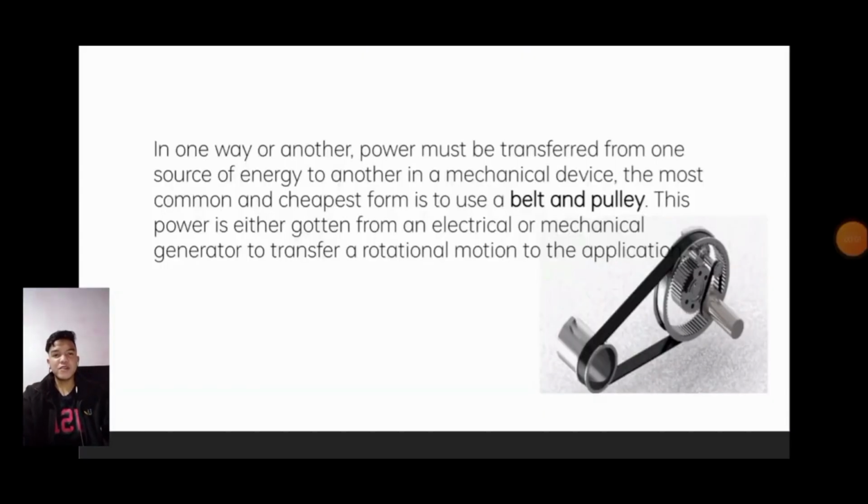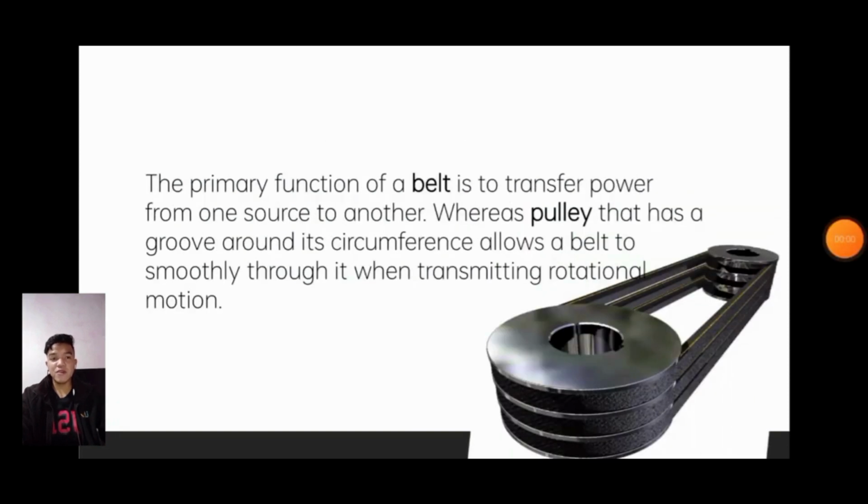In one way or another, power must be transferred from one source of energy to another in a mechanical device. The most common and the cheapest form is to use a belt and pulley. This power is either gathered from an electric or mechanical generator to transfer rotational motion to the application. The primary function of a belt is to transfer power from one source of energy to another, whereas a pulley has a groove around its circumference that allows a belt to run smoothly through it when transmitting rotational motion.